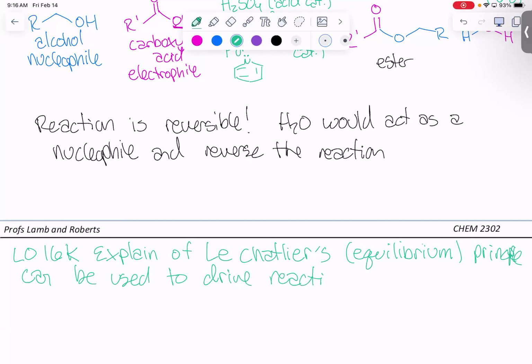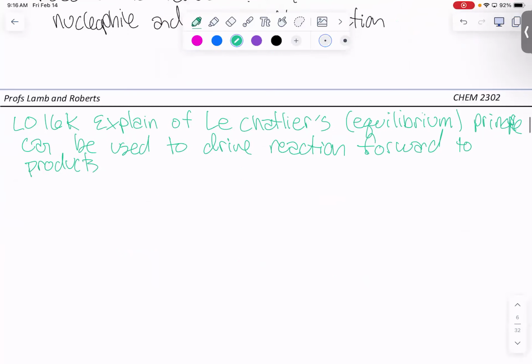So in this case, we're talking about Fischer esterification and these esterification reactions, but actually Le Chatelier's principle comes in all the time. We'll talk about removal of water and things like that many times throughout this class, and these same concepts will apply. So we don't have to silo ourselves into thinking about it just for esterification reactions.